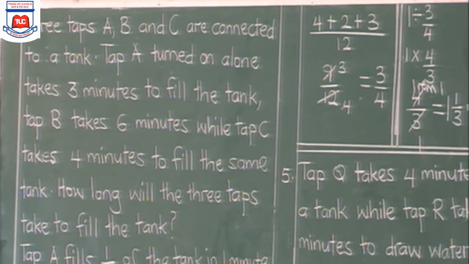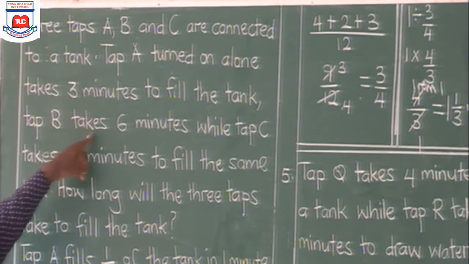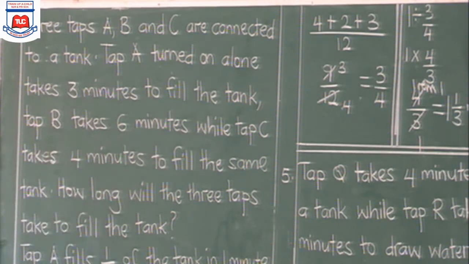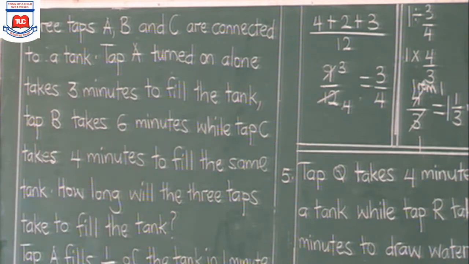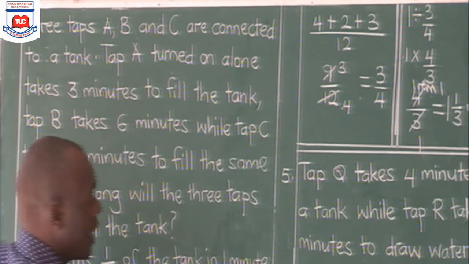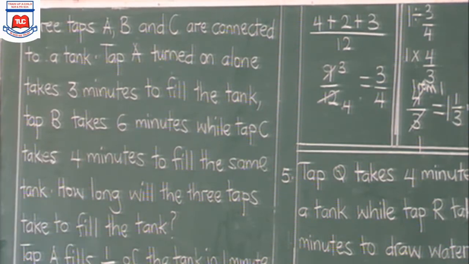Then read the next tap. Tap B takes 6 minutes to fill the same tank. In application of fractions, you say tap B fills a sixth of the tank in 1 minute. Then you go and read tap C. Tap C takes 4 minutes to fill the same tank. In the application of fractions, you say tap C fills a quarter of the tank in 1 minute.